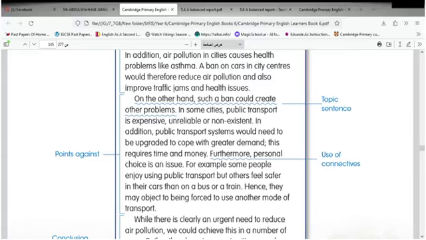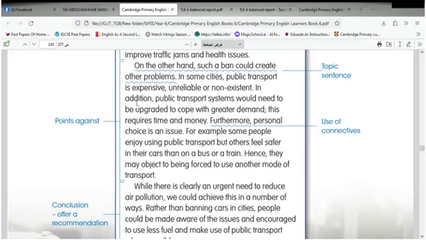On the other hand, such a ban could create other problems. In some cities, public transport is expensive, unreliable, or non-existent. In addition, public transport systems would need to be upgraded to cope with greater demand. This requires time and money.